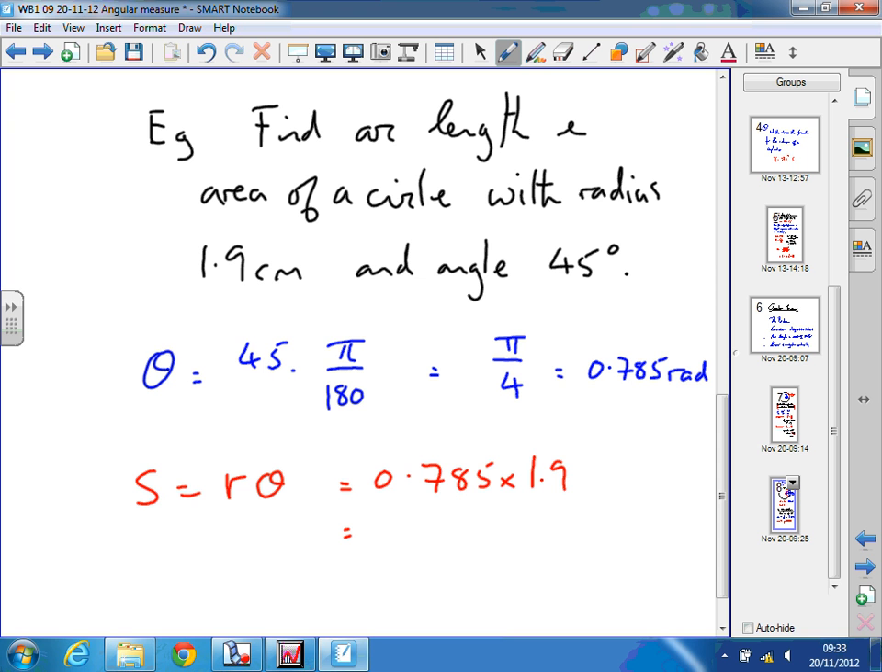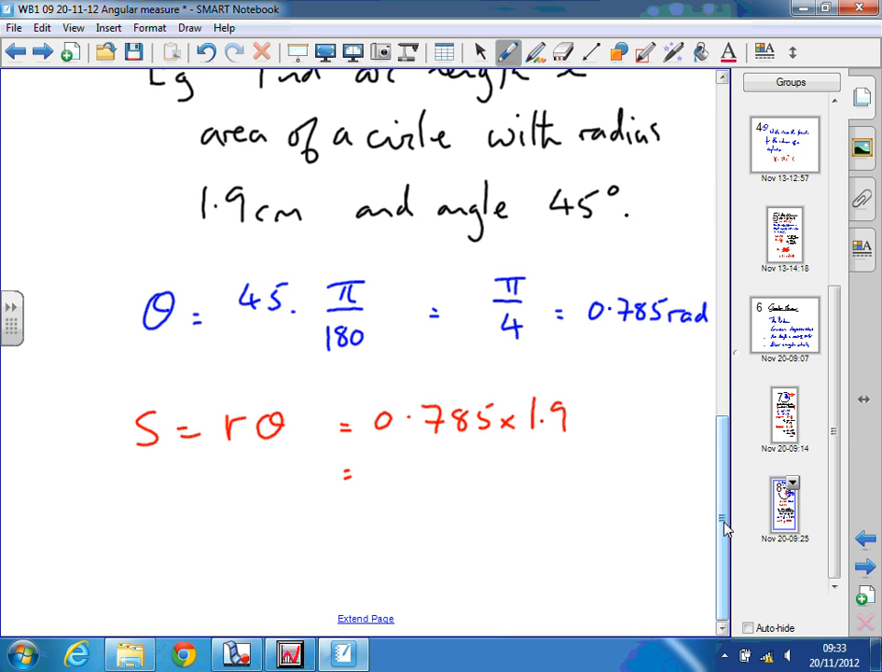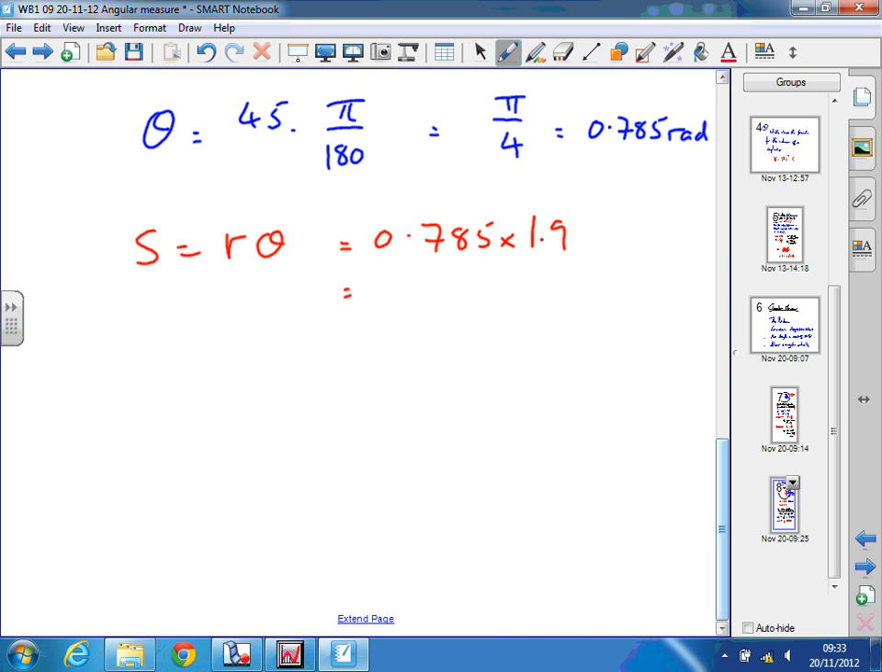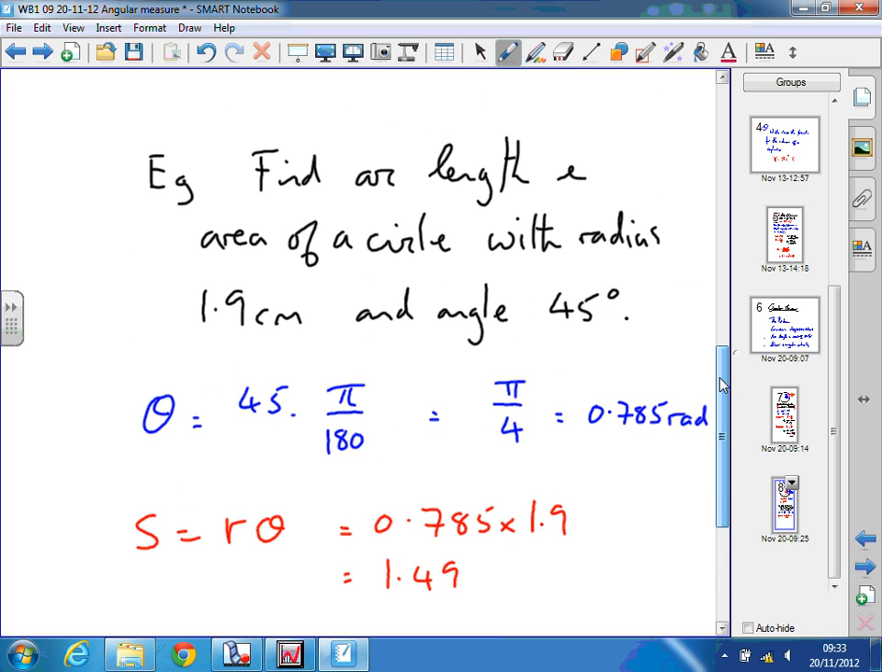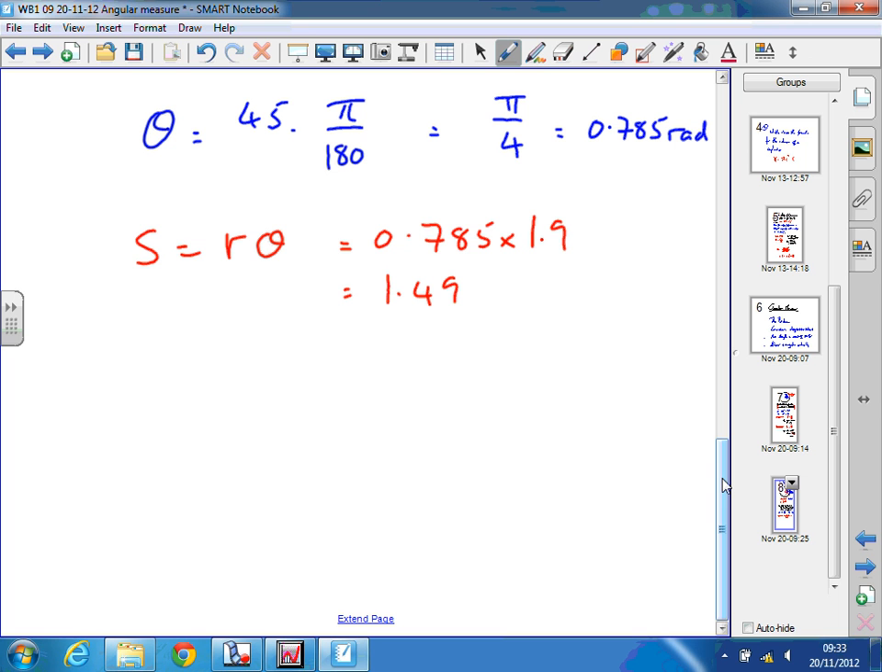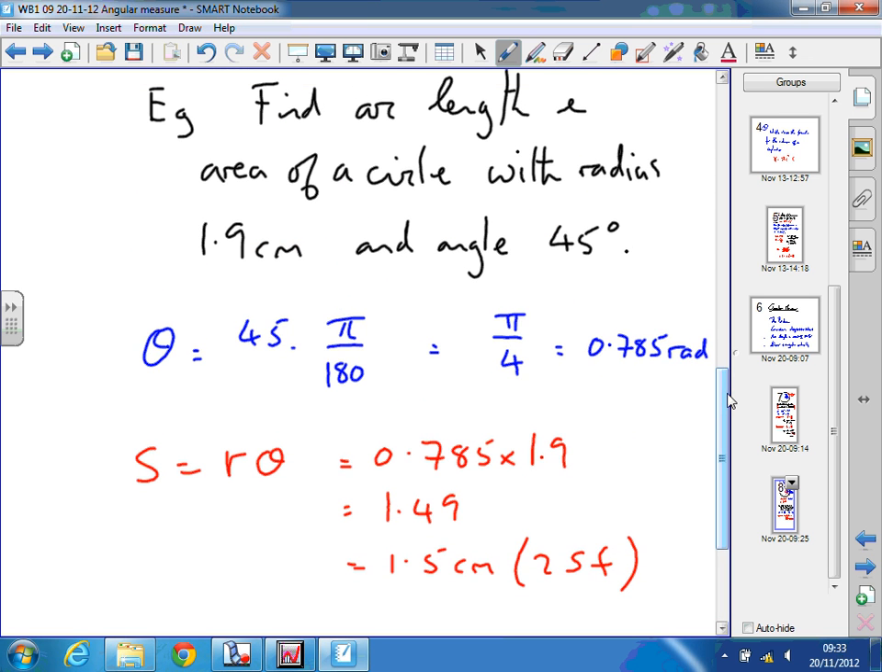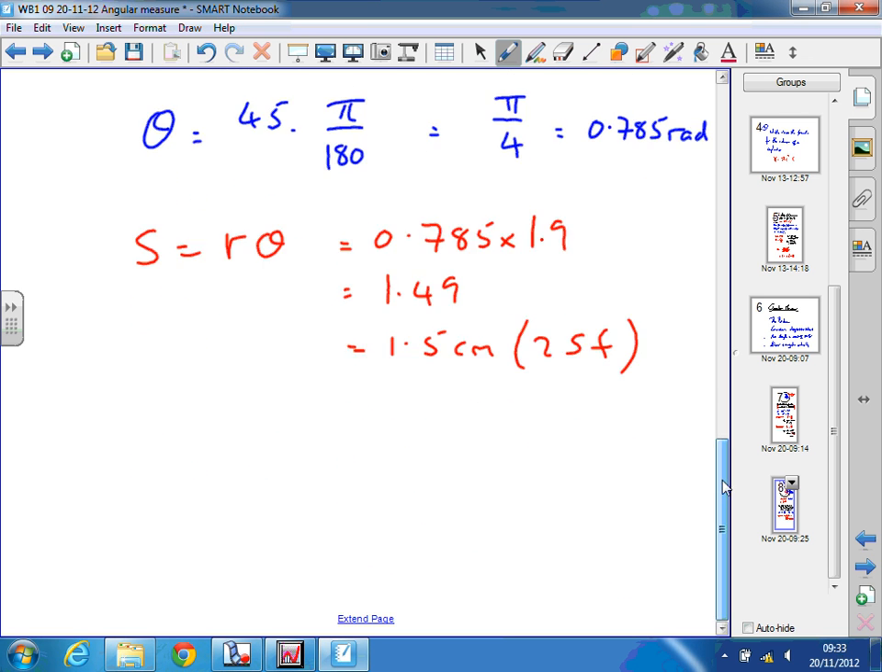All I've got to do is, if the angle is not in radians already, convert it to radians. And that gives me an answer of 1.49 centimeters. We could use that, we could go to three significant figures, or we could say 1.5 centimeters to two significant figures. We want the same significance as in the question. So the arc length is about 1.5 centimeters.